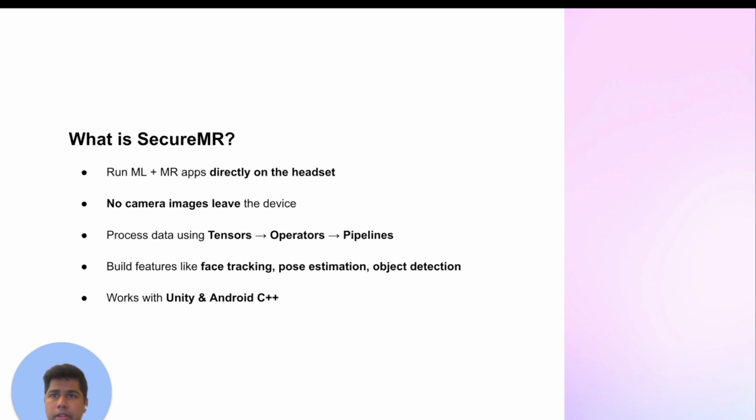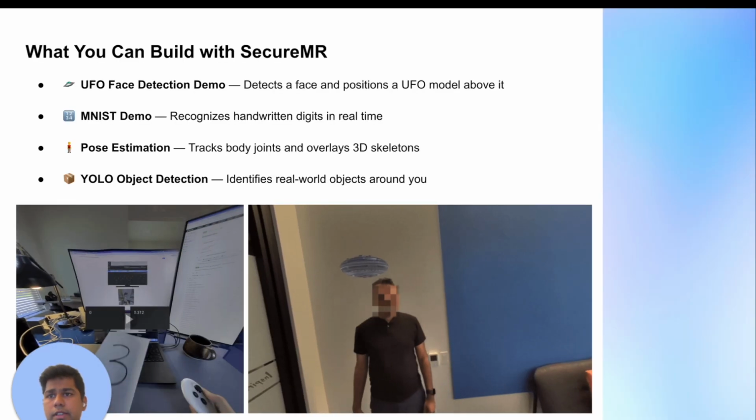That means your app never touches the raw images, but you still get all the power of on-device AI for things like object detection, face tracking, pose estimation. SecureMR uses three key building blocks: tensors, operators, and pipelines, which we'll explore more in the next few slides.